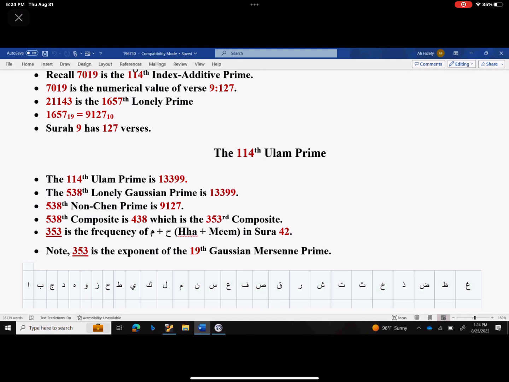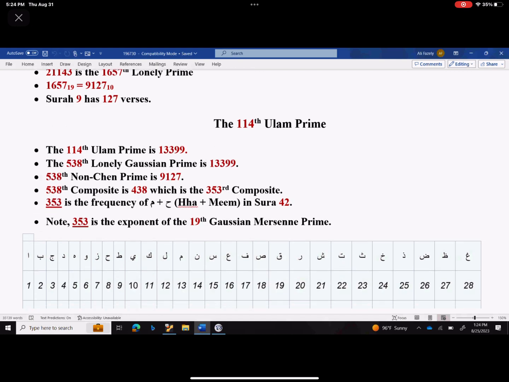13399. And this number also happens to be a lonely Gaussian prime. And it happens to be the 538th lonely Gaussian prime. But the 538th non-Chen prime happens to be 9127. Okay. So I just read 3 lines for you. 3 lines, 3 bullets. And it came back to 9127 again.